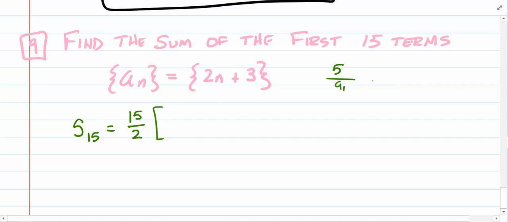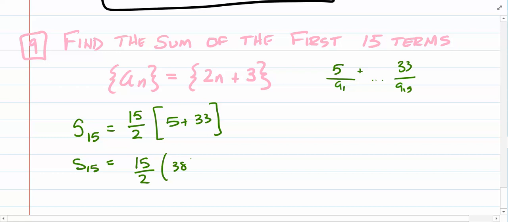Remember, we're adding all these up. What is the 15th term? a sub 15 would be 33. Yes, very good. So we're going to be doing 5 plus 33. So the sum of the first 15 terms would be 15 divided by 2 times 38, which would give us 285. So the sum of the first 15 terms of this arithmetic sequence is 285.